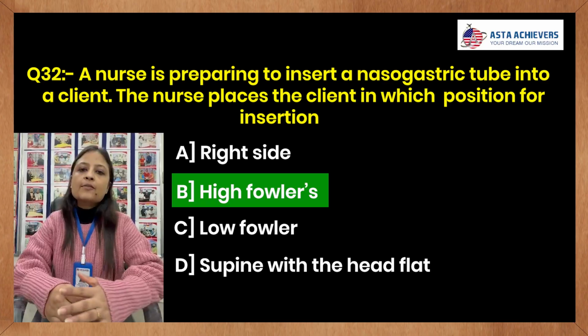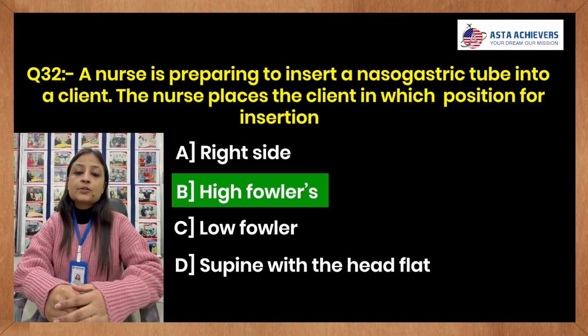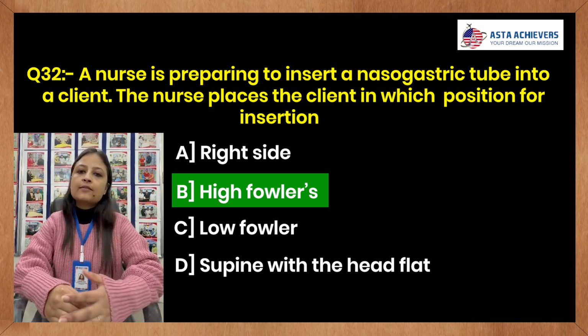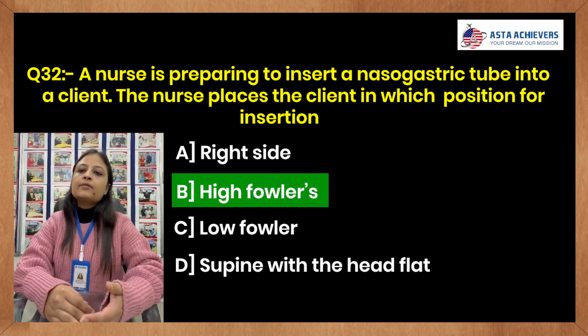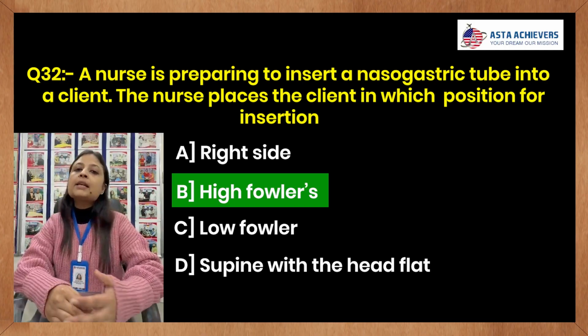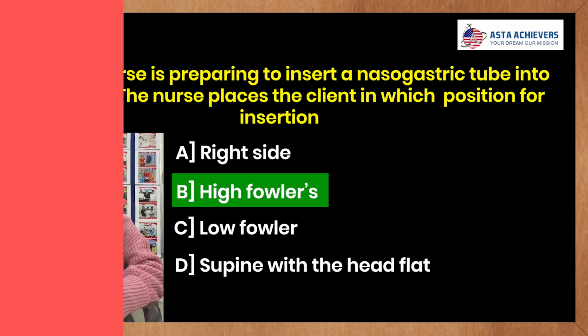So option B, high Fowler position, is the correct answer, because usually high Fowler position is used for NG tube insertion and feeding so that it can prevent aspiration by using gravity, even improving swallowing and making it safer and more comfortable than other lying positions.